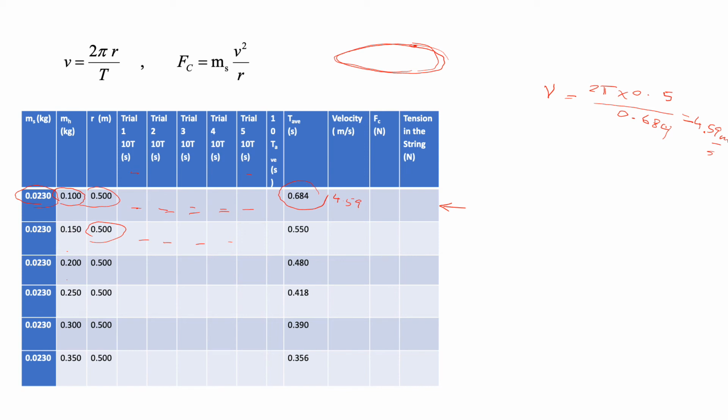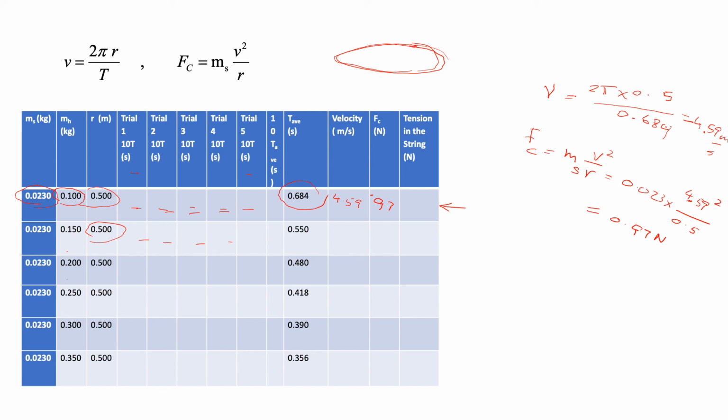Then the centripetal force Fc is m stopper times v squared over r. The mass of the stopper is 0.023. v squared is 4.59 squared, divided by the radius 0.5. If you calculate this, it is equal to 0.97 newtons. So here, 0.97.